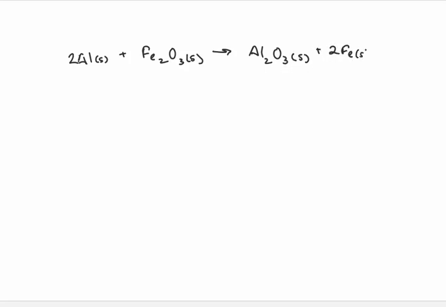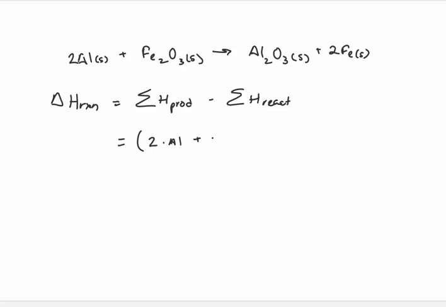So we have the delta H of the reaction, and that's going to be equal to the sum of the H's of the products minus the sum of the H's of the reactants. Now it's helpful if you put the products in parentheses, so we need 2 times our aluminum plus our iron compound. Oh, I did that backwards. Products, then reactants. So I need my aluminum oxide plus 2 times my iron, minus my reactants: 2 times aluminum plus my iron oxide.